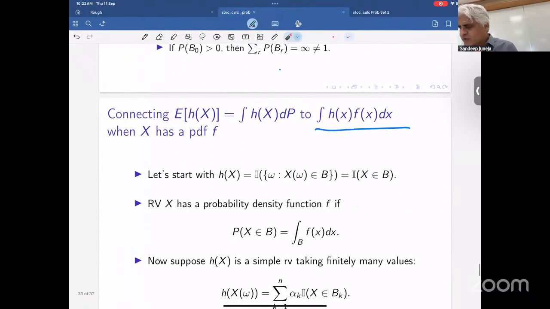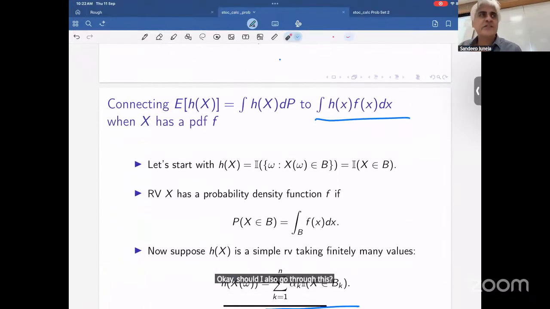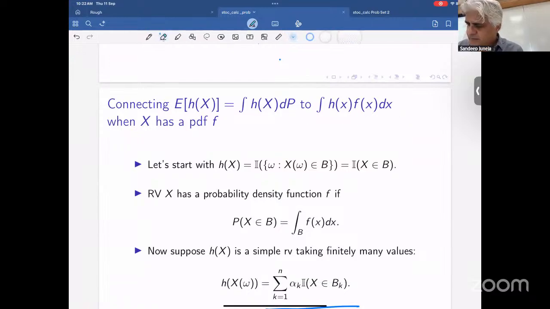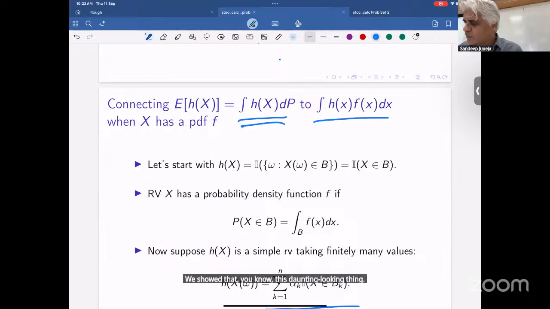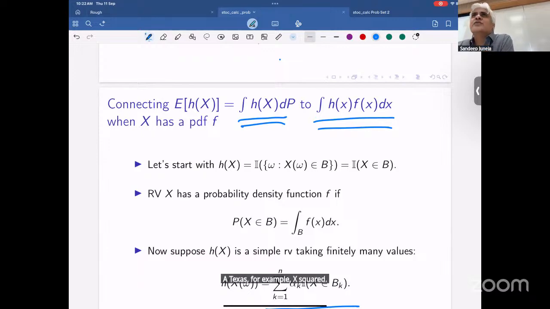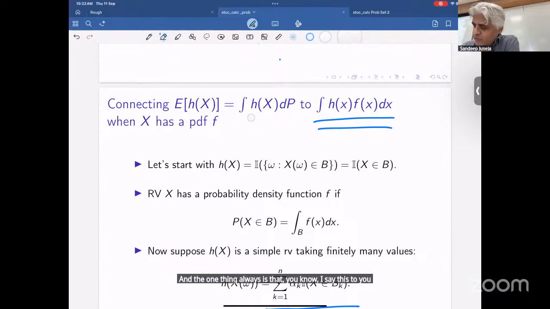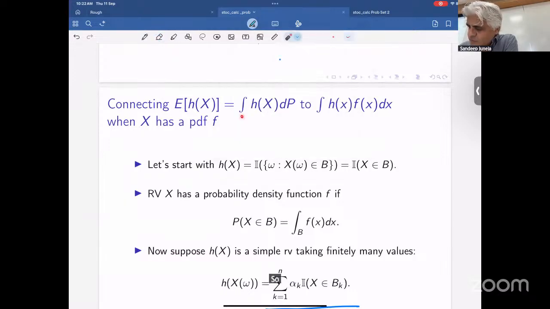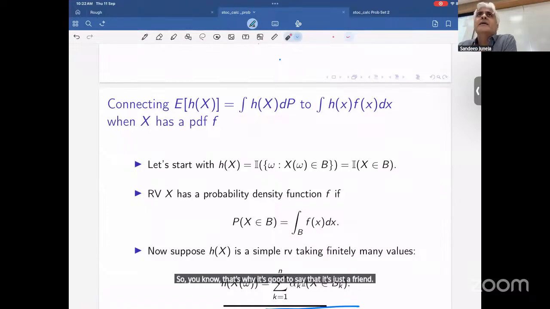Should I also go through what we showed last time? We're just doing a review right now. We showed that this daunting looking thing, when does it look like this familiar, friendly thing? H(x) is, for example, x squared. When are the two the same? I say this to you because I know I was always daunted by this, so it's good to say that it's just a friend.